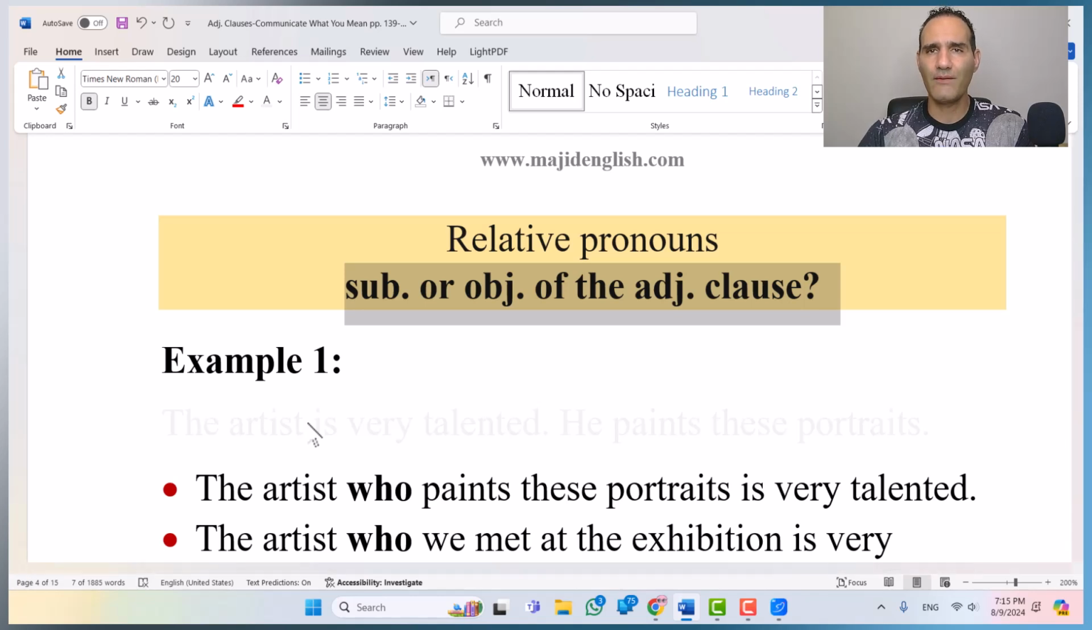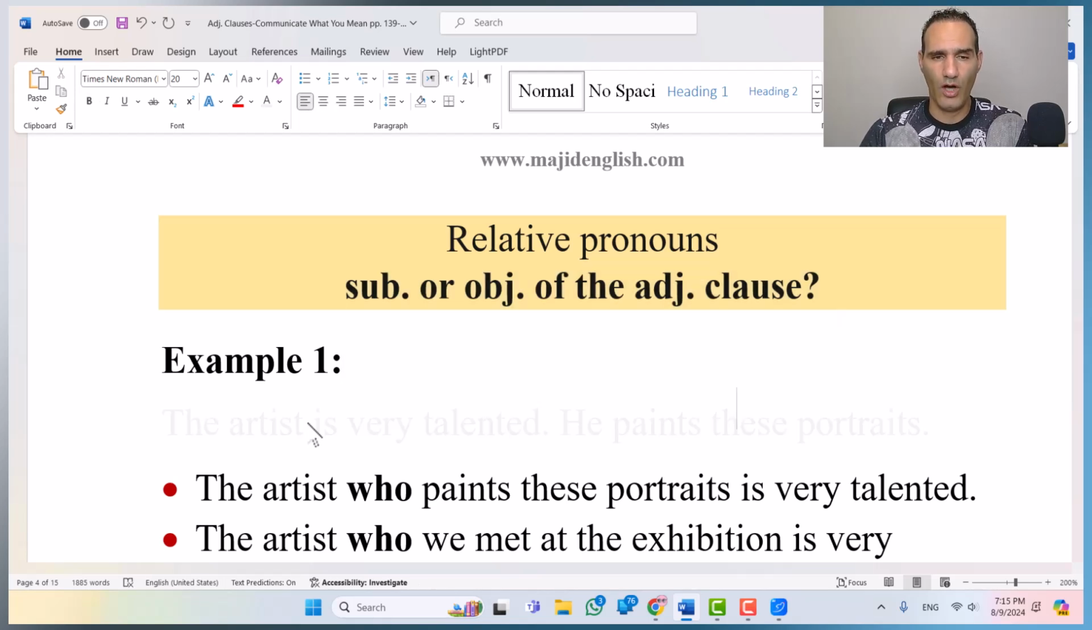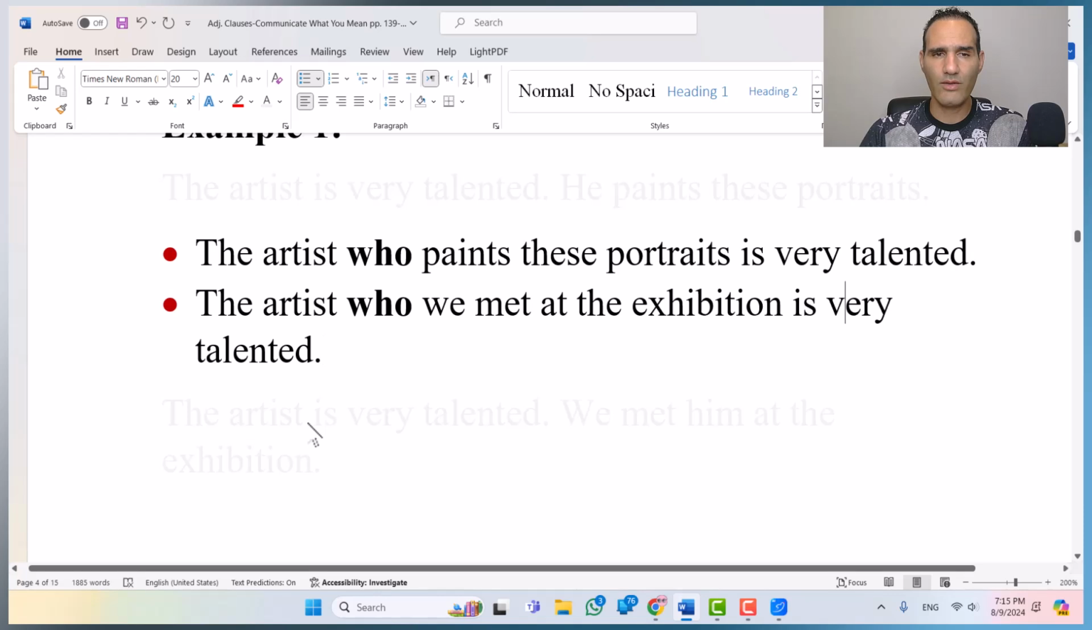So video 27 and video 28. These two are talking about relative pronouns as subject and object of the adjective clause. How do I understand if the relative pronoun is subject or object? Easily you can do that. These two sentences, please compare.